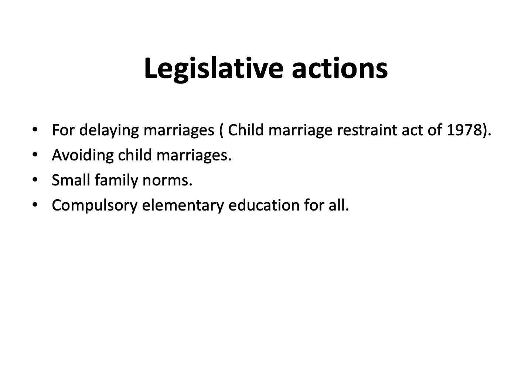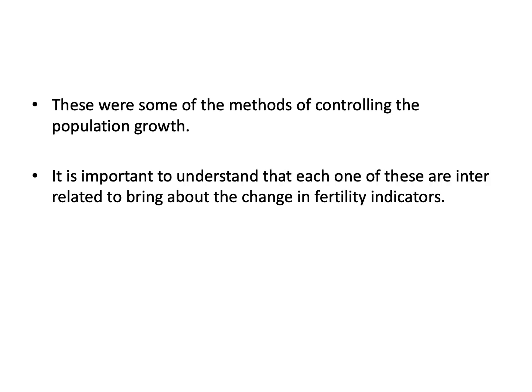Families which adopt small family norms should be given some incentives, so as to encourage more and more families to join the family control process. Then there are certain acts making elementary education compulsory for all, so that an individual is well informed and well educated to take an informed decision about his family. So these were some of the methods of controlling population growth.